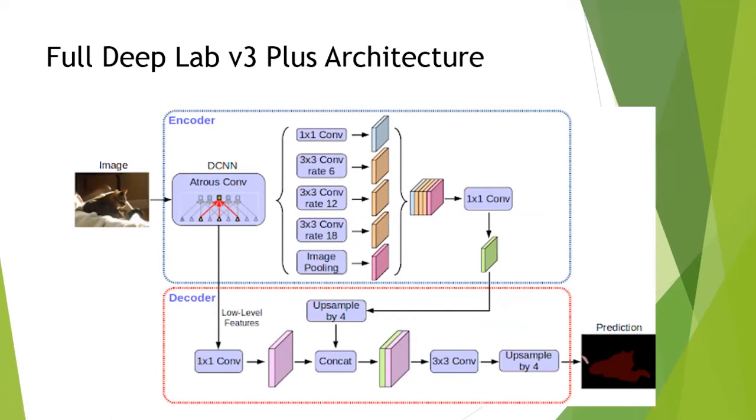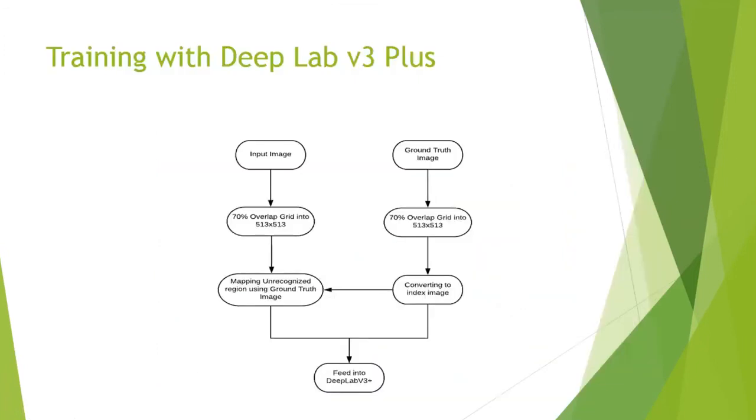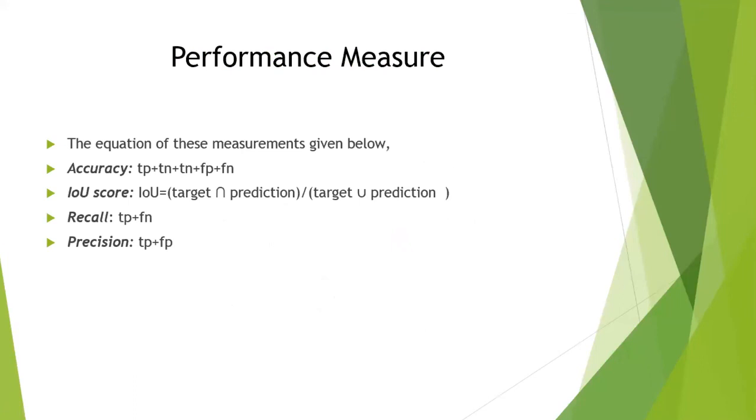And with the Atrous convolution, they can see the roof, they can see the different kinds of structure in a very good way. So this is the process for training. We are passing the input image and passing the ground truth image, and we are using 70% overlap in two dimensions to learn easily. And these are the performance measures that we are interested in: accuracy, IOU score, recall, and precision.